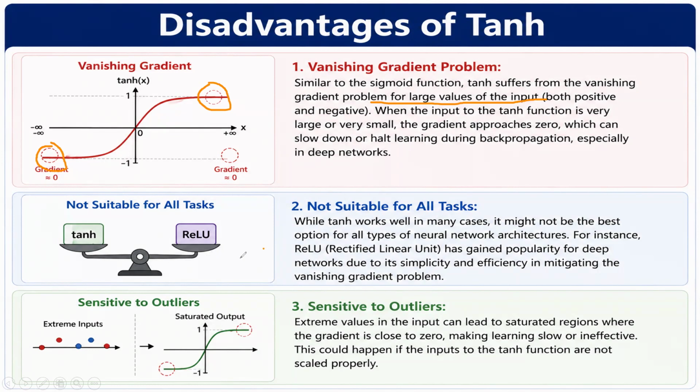Then it is not suitable for all type of tasks. Tanh works in some of the cases, but it is not the best option in neural network. For instance, the ReLU is more popular as compared to tanh. And next is, it is very sensitive to outliers. So in this figure you can see these are the extreme inputs. For extreme value the curve gets saturated, so that's why it is very sensitive to outliers.